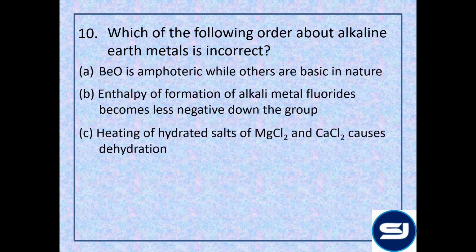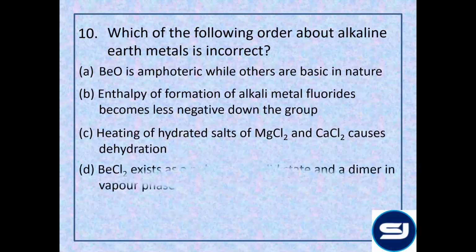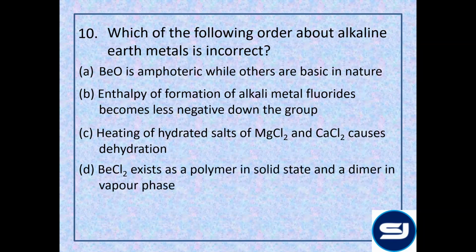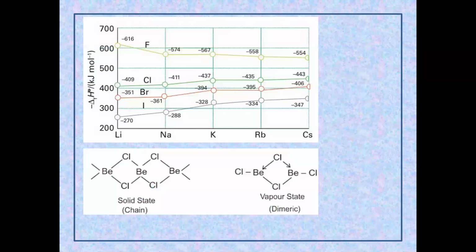Next, heating of hydrated salts of MgCl2 and CaCl2 causes dehydration. Now this is a very important statement. The hydrated salt of MgCl2 undergoes hydrolysis, but calcium chloride or the other heavy metal chloride salts undergo dehydration. And BeCl2 exists as a polymer in solid state and a dimer in vapor phase. Yes, it's correct. I will also show its structures, pay attention.